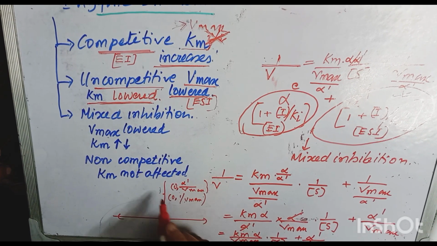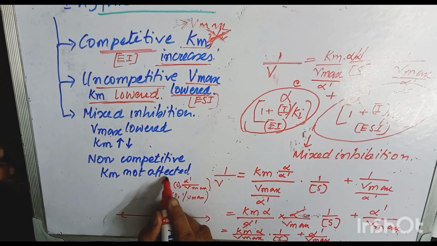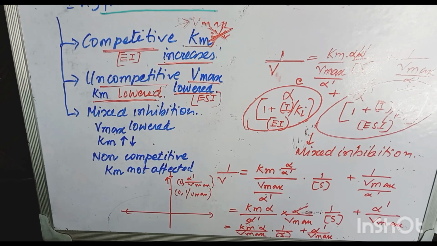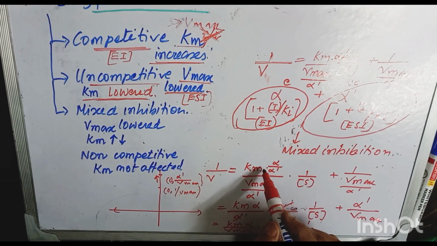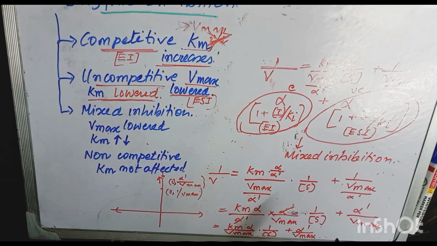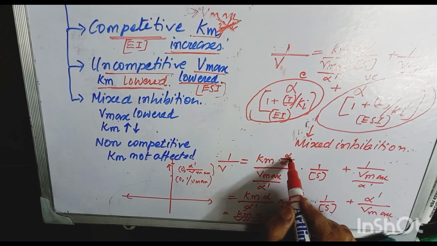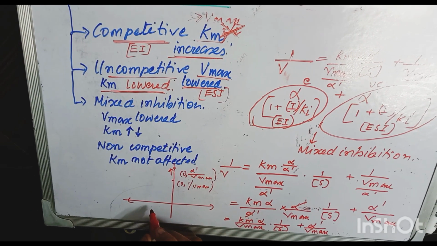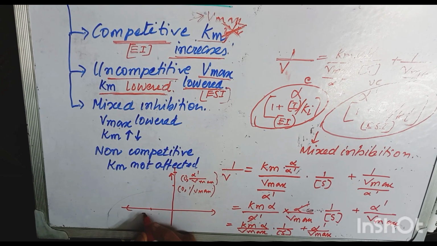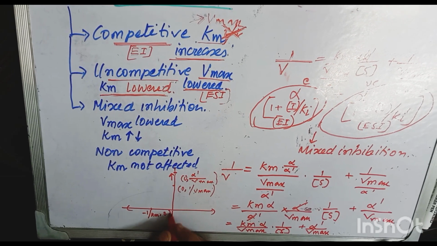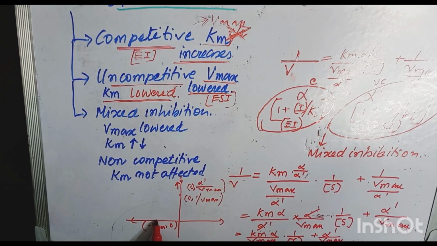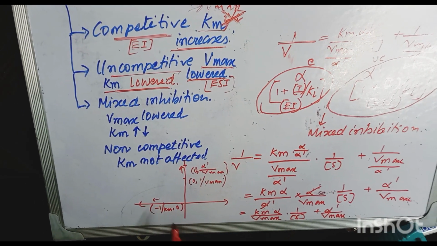So, there is a definite migration of the point above. So, the new point for mixed inhibition is here. But for Km, the Km value can be increased by alpha, or lowered by alpha dashed. If the Km increases by alpha, then the point on the 1 minus 1 by Km axis becomes more negative, the point shifts here.